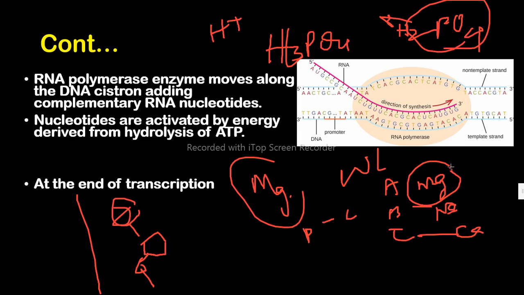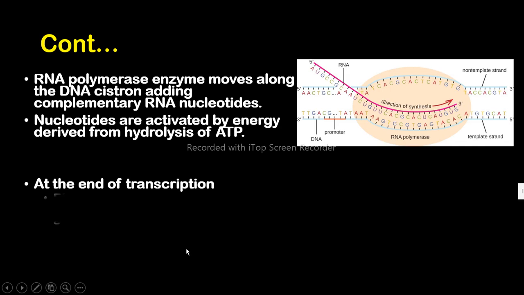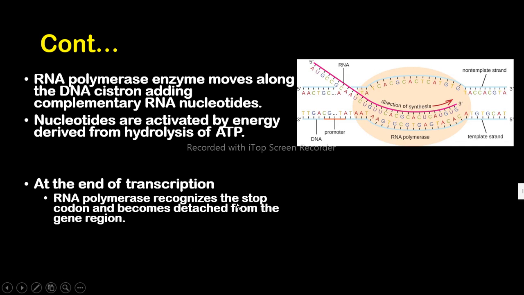So now these magnesium ions play an important part in stabilizing these negative charges on DNA, so that these enzymes, the RNA polymerase and the DNA polymerase, can do their processes without interruptions. Now at the end of transcription, the RNA polymerase recognizes the stop codon and becomes detached from the gene region.